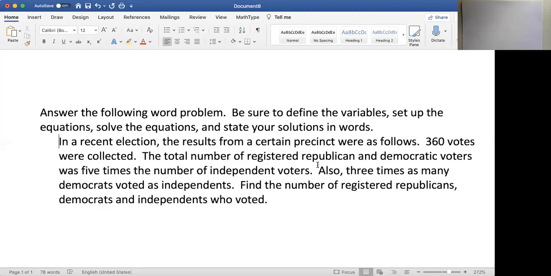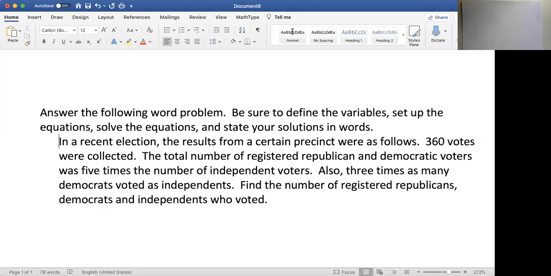Reading this, it says, in a recent election, the results from a certain precinct were as follows. 360 votes were collected. The total number of registered Republican and Democratic voters was 5 times the number of independent voters. Also, 3 times as many Democrats voted as independents. Find the number of registered Republicans, Democrats, and independents who voted. So we're looking for how many people from each group are represented.